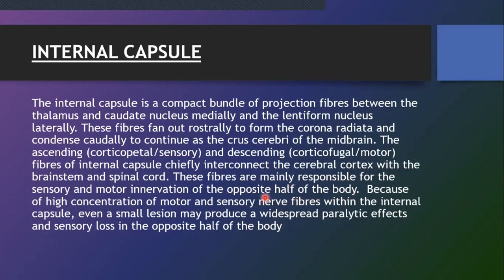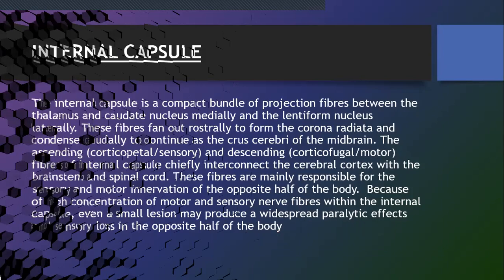Why the opposite half? Because they decussate. Okay, they usually cross the midline. They usually decussate, that is, because of the high concentration of motor and sensory nerve fibers within the internal capsule. Even a small lesion may produce a widespread paralytic effect and sensory loss in the opposite half of the body. Because these fibers are usually condensed, they are highly concentrated in the internal capsule. If you have a lesion or an injury there, most of these fibers will be damaged. So there will be a widespread paralytic effect and sensory loss in the opposite half of the body.